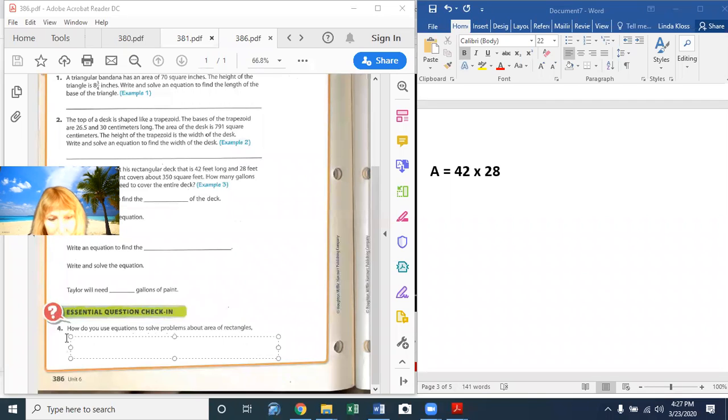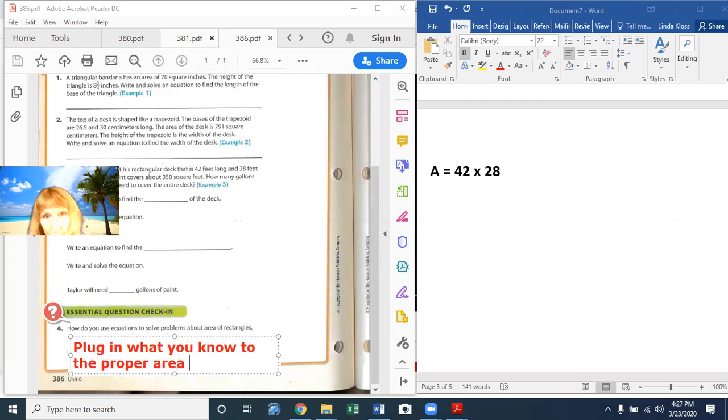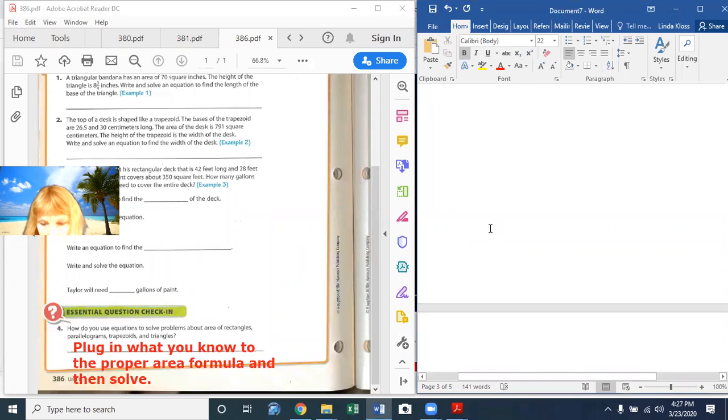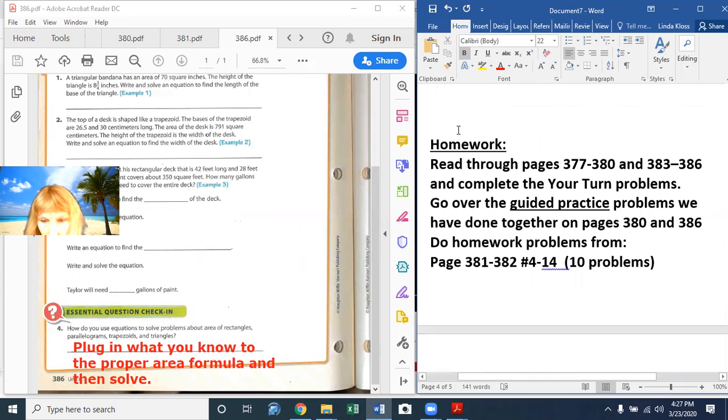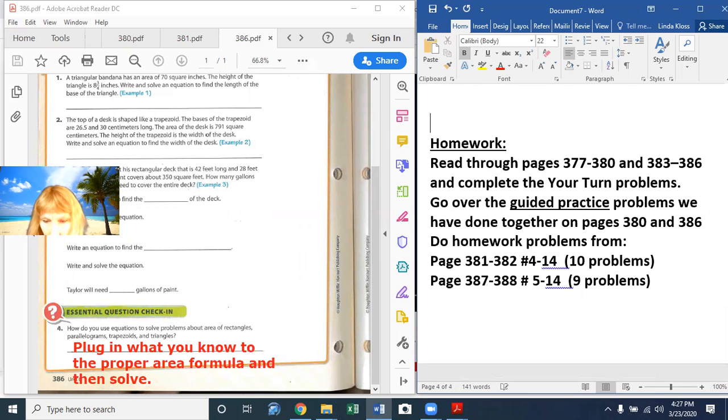You plug in what you know to the proper area formula, and then solve. And the solving was the long part, right? Okay, that was a lot. I'm going to scroll up here to the homework. Let's move this up one so we're all on the same page.